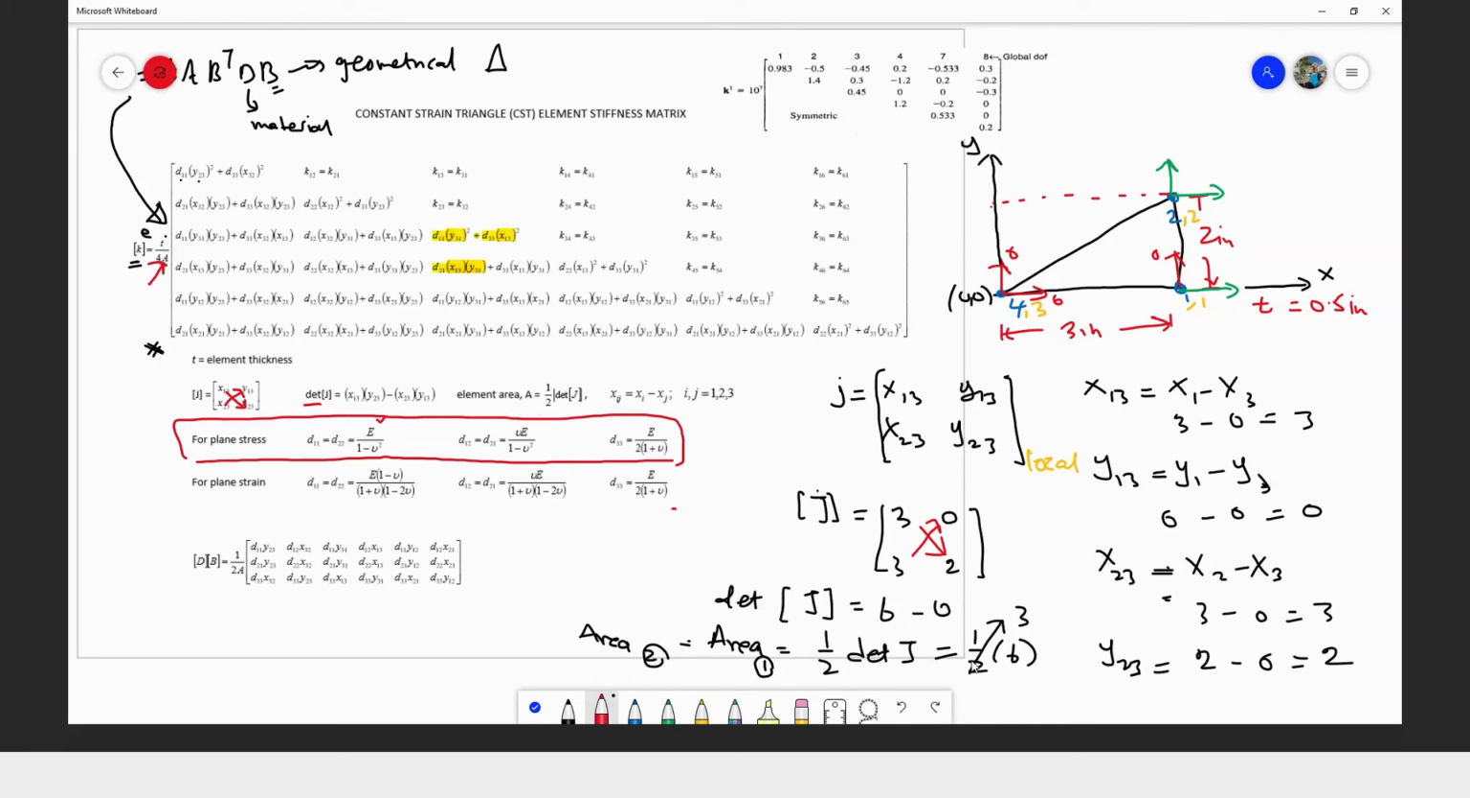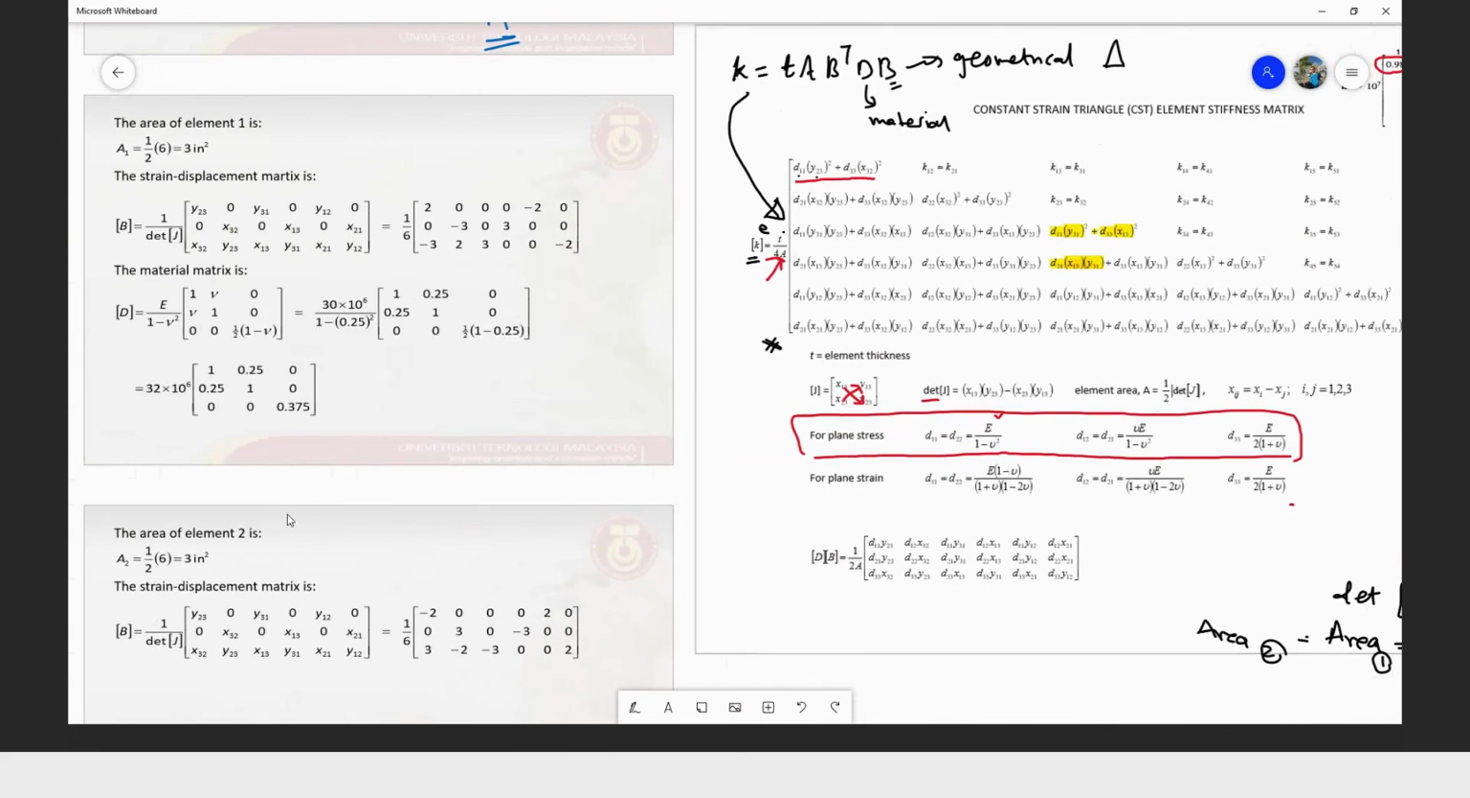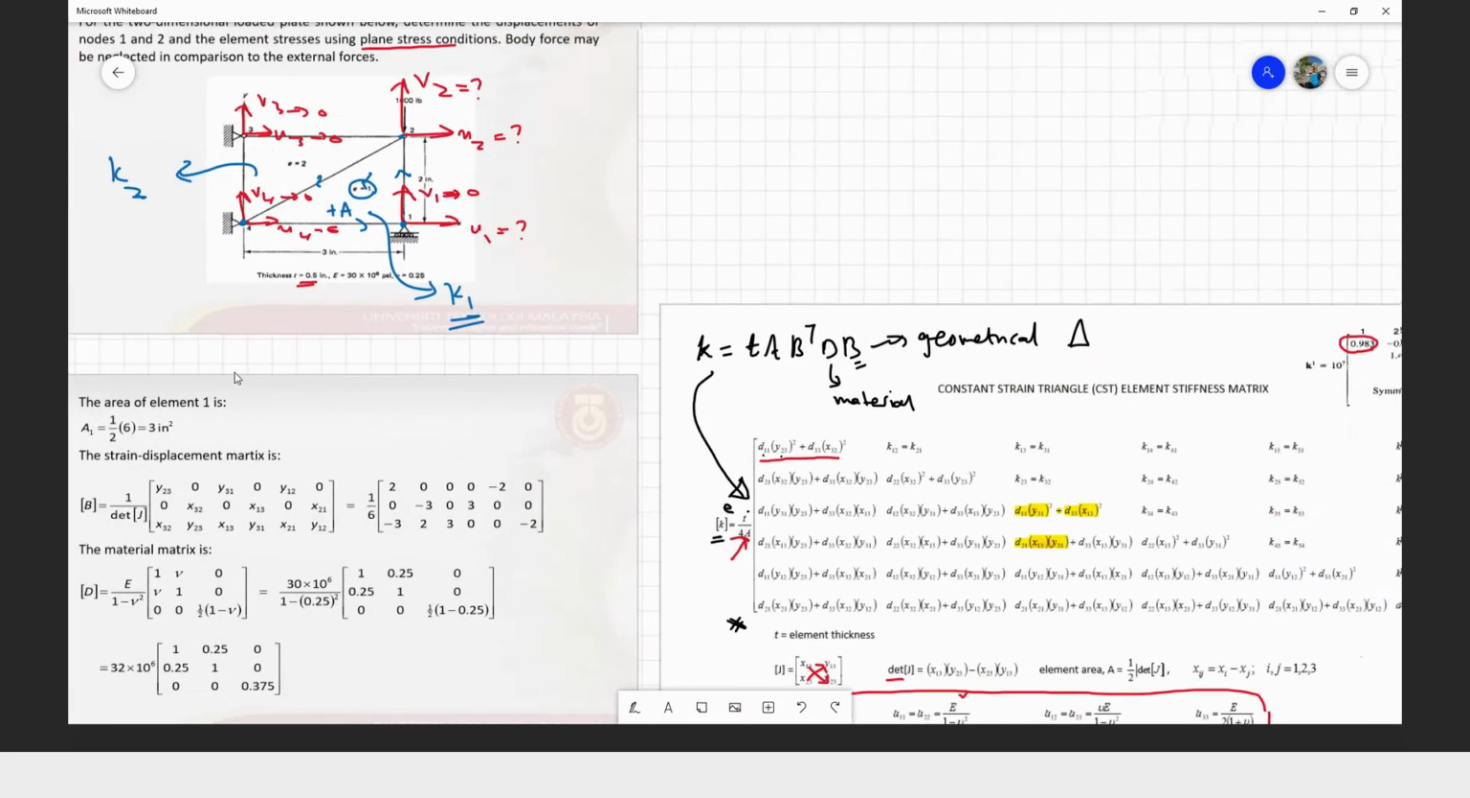Now we're done with the determination of geometry and area. Now let's try to prepare the first element, where the answer should be equal to this one, provided we choose the correct plane stress equation for the material. So, all right, what is the Poisson ratio for the structure?